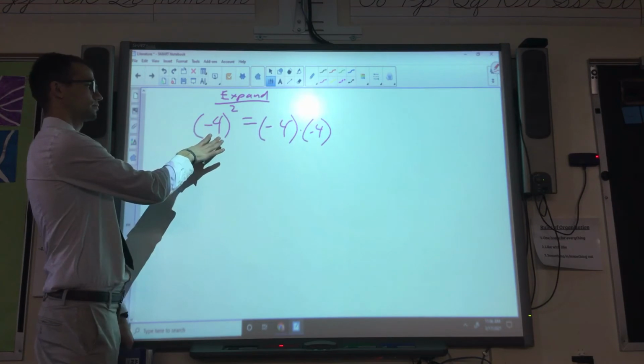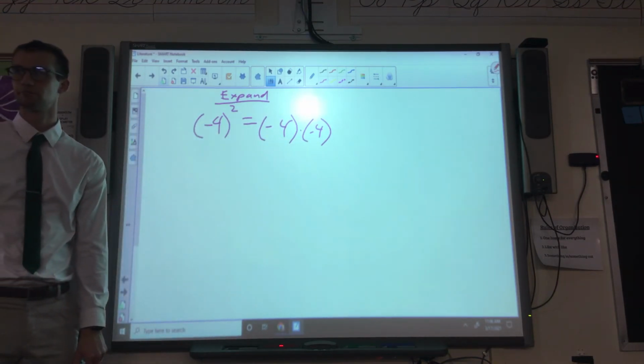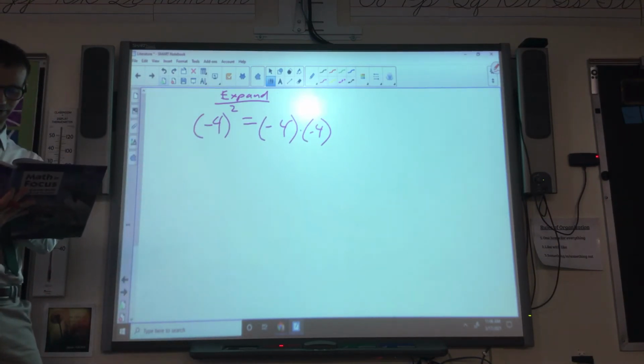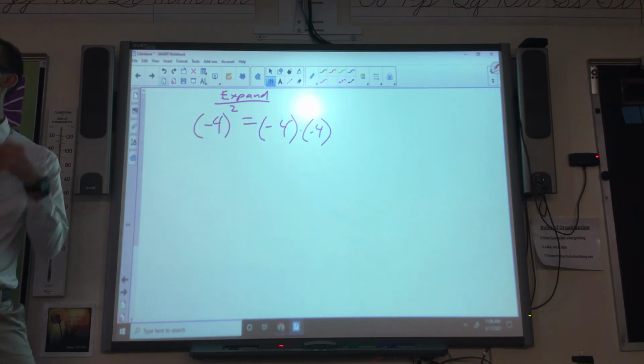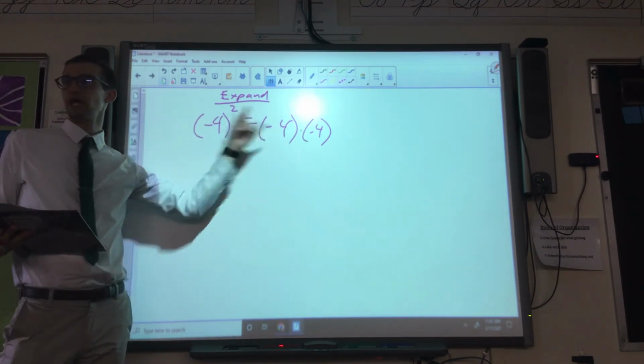Take -4 squared, right, -4 times -4, because it's there twice. Seems pretty simple, right? What? Isn't that what you have to do already? So what you guys were doing before, you were doing the opposite.